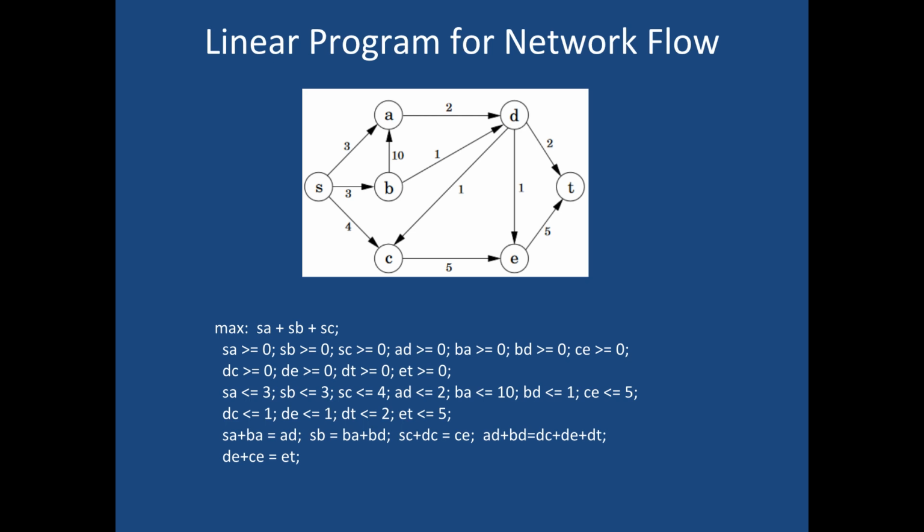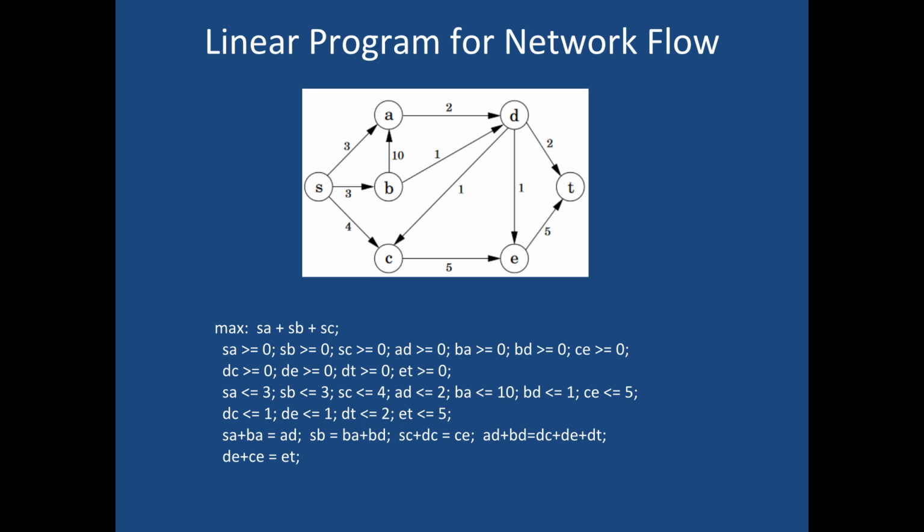What about this set in here that says SA is less than or equal to 3, SB is less than or equal to 3, SC is less than or equal to 4? Where did they come from? For each edge, it's based on the weight of the edge. So SA less than or equal to 3 is because the 3 is on the edge from S to A. You can't send more than 3 units per hour across that edge because the capacity is 3. You can't exceed the capacity of a pipe. So that's what the second batch of constraints says.